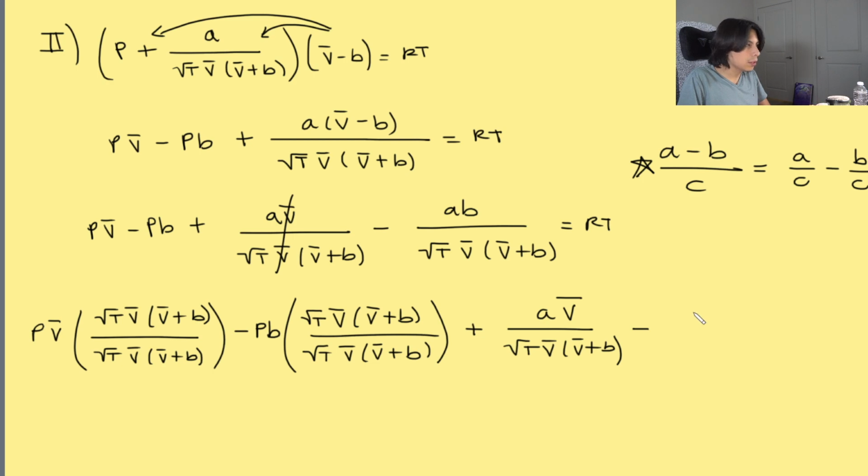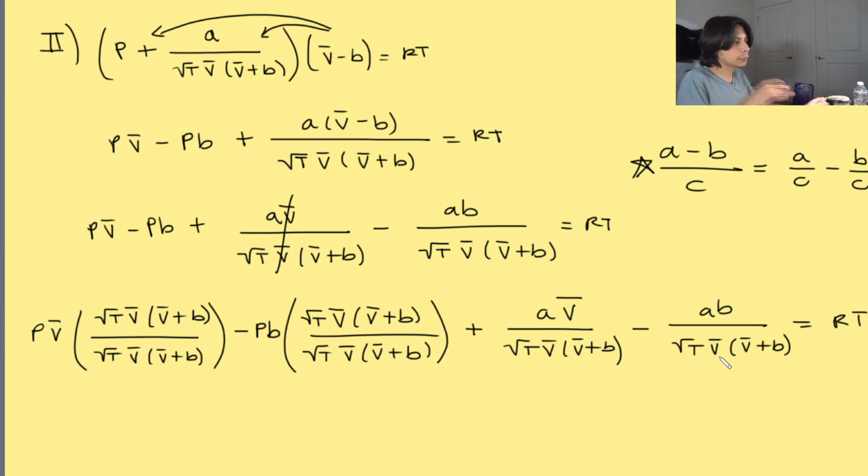AB, okay, I think I'm running a bit out of space, so I'm going to write a bit smaller. Square root of t v bar plus b, okay, perfect, equals RT. So here we have everything with a common denominator. After having distributed everything that was possible to distribute, we decided, okay, let's have a common denominator. From here on, I think we are going to want to see some kind of simplification. Okay, so I'm just going to look at my notes. And what did I do here?